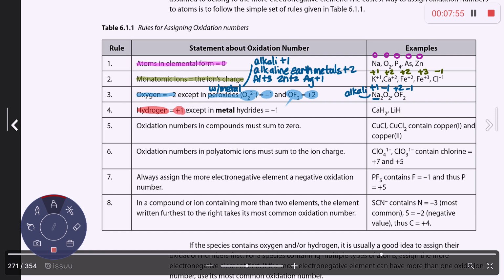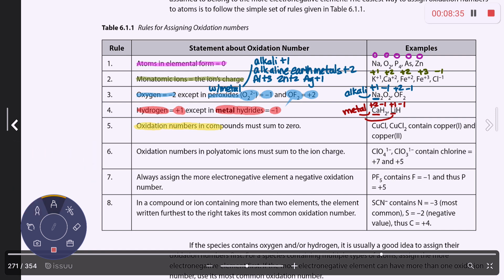Hydrogen has an oxidation number of +1. The exception is if you have a metal attached to hydrogen, its oxidation number is a -1. Okay, so over here, you've got a metal attached to hydrogen. So calcium is an alkaline earth metal, so that means its oxidation number is +2. And then hydrogen would have to be a -1 because it's attached to a metal. Over here I have lithium hydride. Lithium is also a metal. It's an alkali metal, so it's +1. That means hydrogen would have to be a -1. Okay?